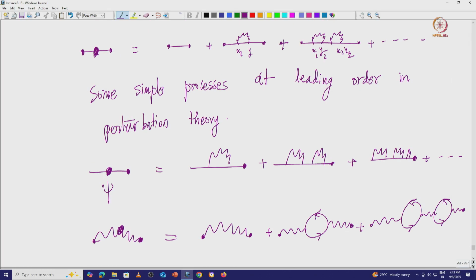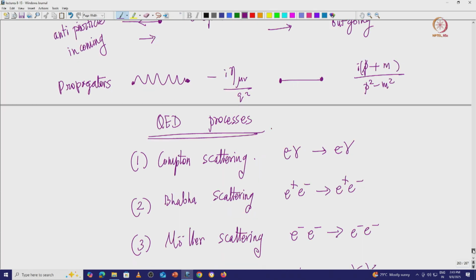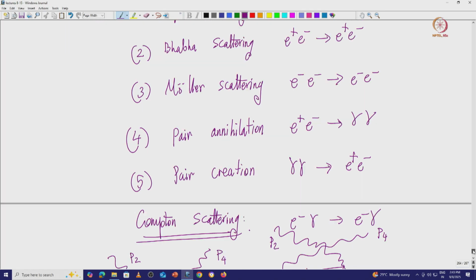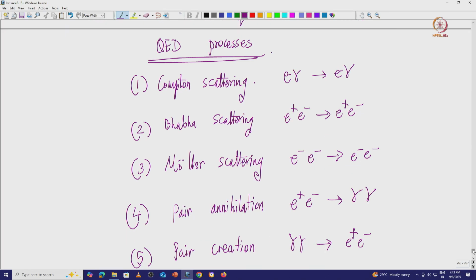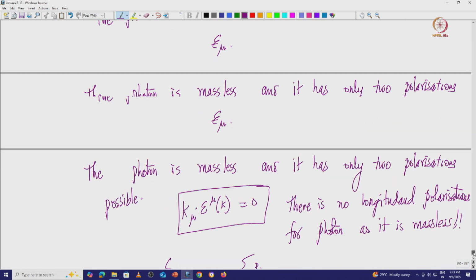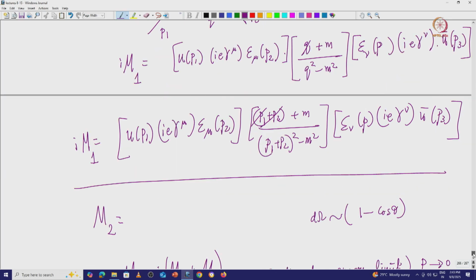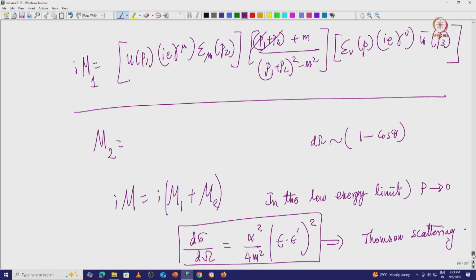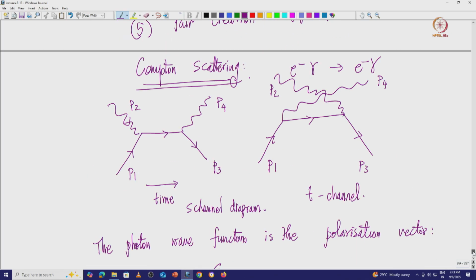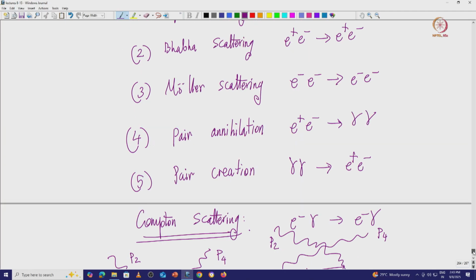Now, which is very good, but then we wrote down simple QED processes like e gamma, Compton scattering, Bhabha scattering, which is e+ e- going to e+ e-, Moller scattering, pair annihilation and pair creation. Now, we started doing the calculations for each of these things. So, for Compton scattering and for pair creation and pair annihilation, and other aspects essentially. Okay.